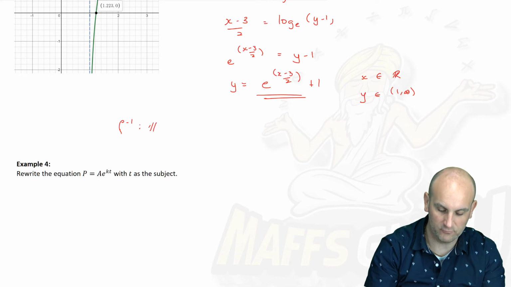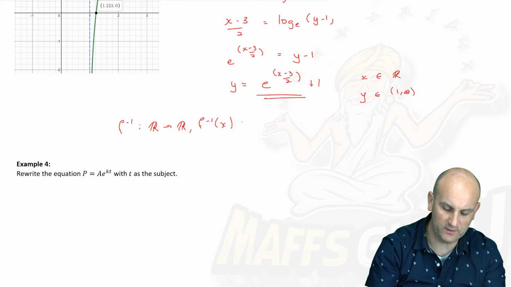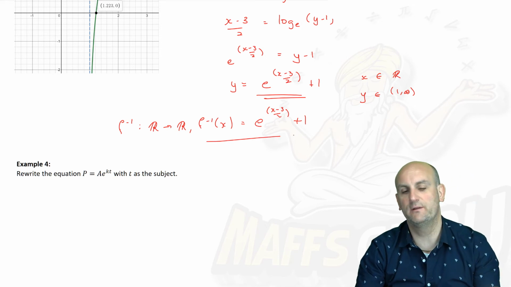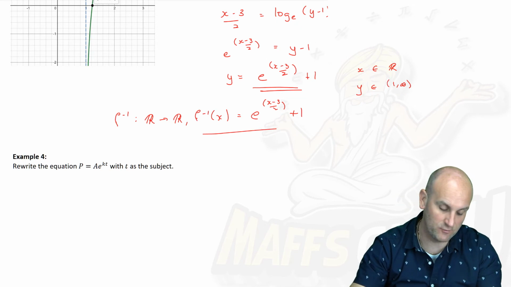So my domain is real, mapped onto real, of f to the minus 1 of x is equal to e to the x minus 3 on 2 plus 1. Ladies and gentlemen, see, this is so formulaic, it is so repetitive.